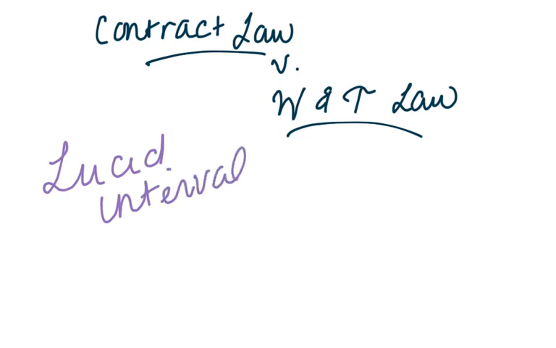During that lucid interval, the testator must meet the four-part test for testamentary capacity. So as long as they're able to meet that same four-part test that we reviewed before, then despite the fact that they may be mentally incapacitated most of the time, as long as they drafted their will during that lucid interval, then the will is valid.